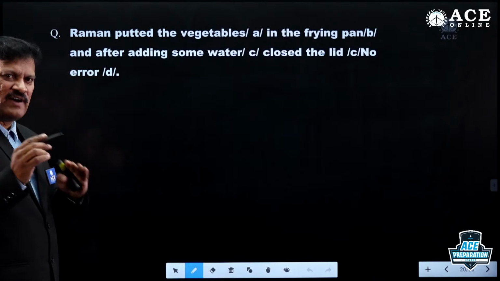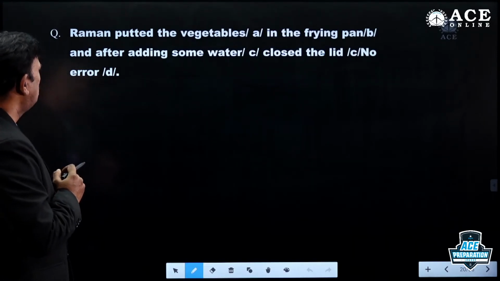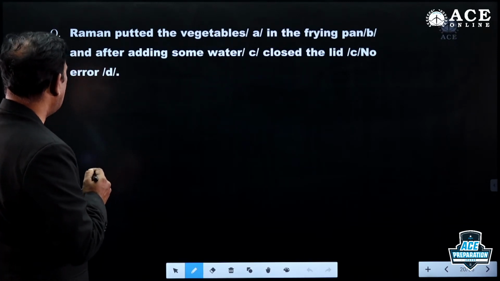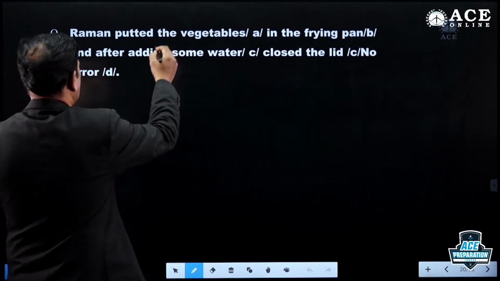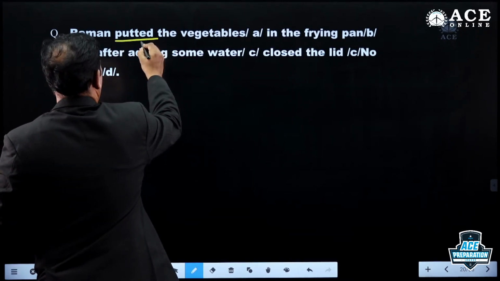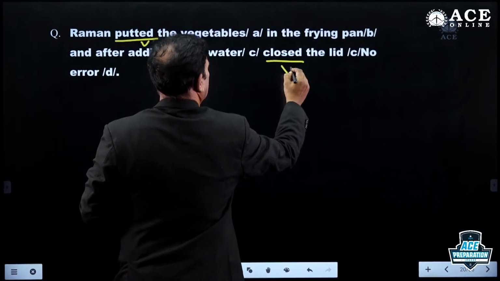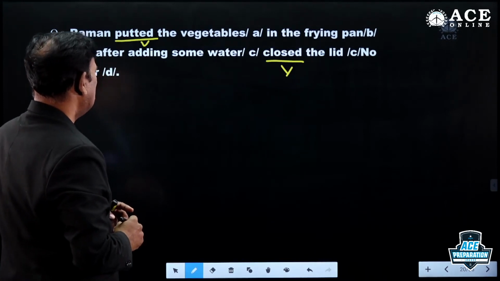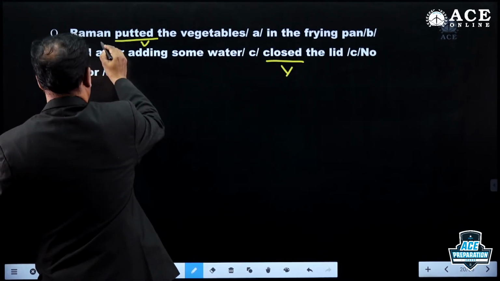If I were you, I would immediately find out what type of sentence this is. Raman putted the vegetables in the frying pan and after adding some water, closed the lid. One verb, second verb. Two verbs are there. So obviously, this is not a simple sentence. This has to be a complex sentence.